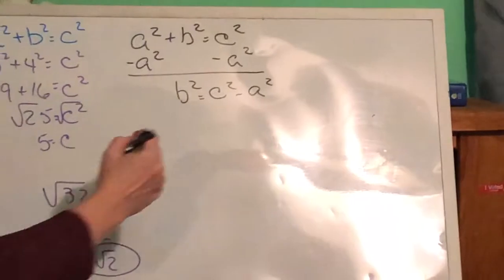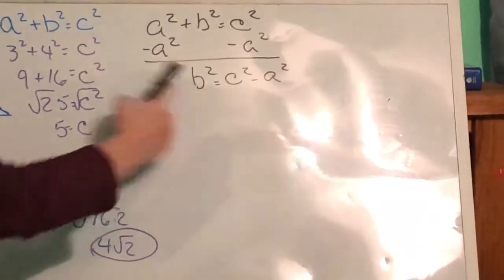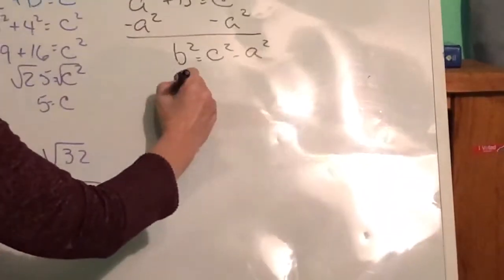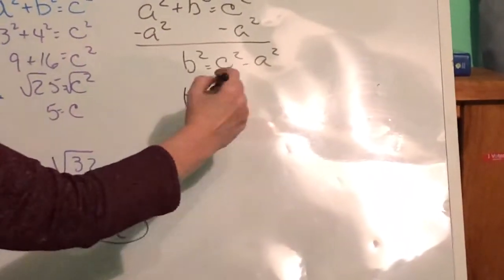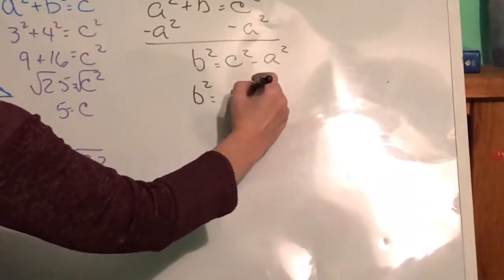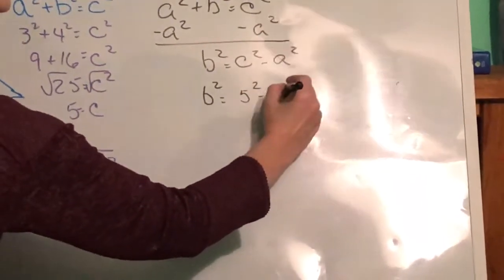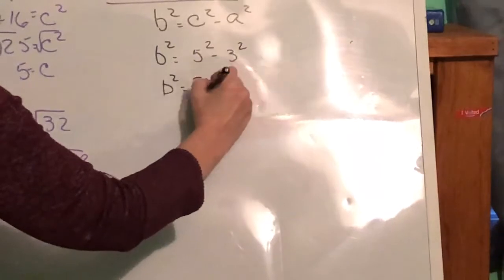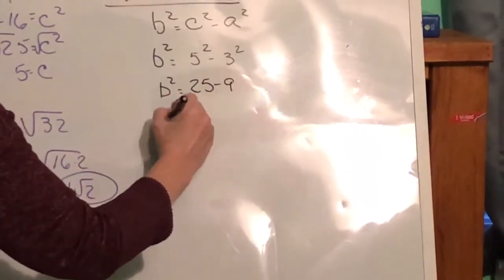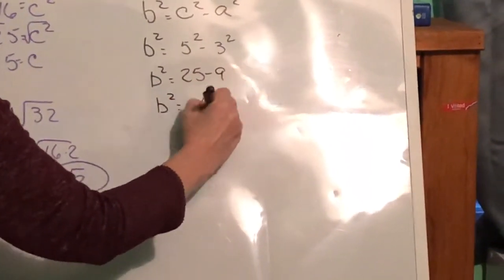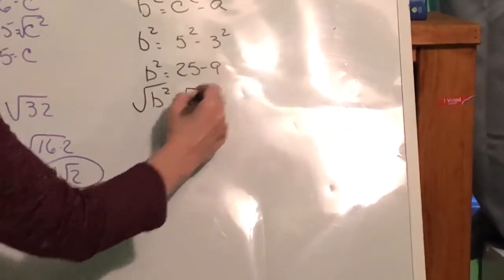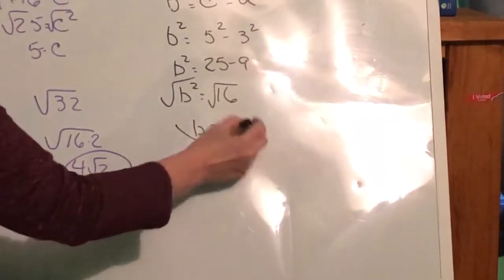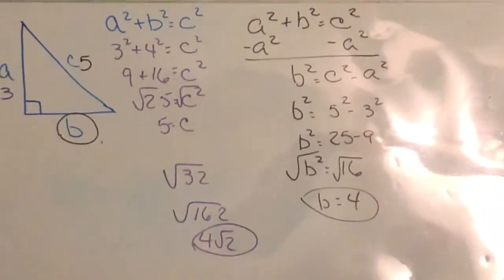Okay. Now I'm going to be able to put my values in because A is 3, C is 5, so B squared will be equal to 5 squared minus 3 squared, or B squared equal 25 minus 9, which we know is 16. Again, taking the square root of both sides, B is equal to 4 in this case. And again, it came out exactly, so that's okay.